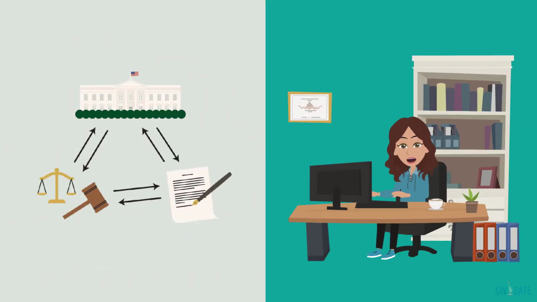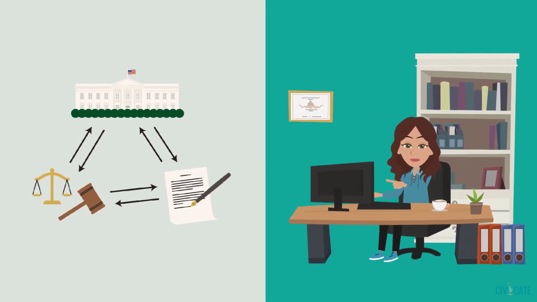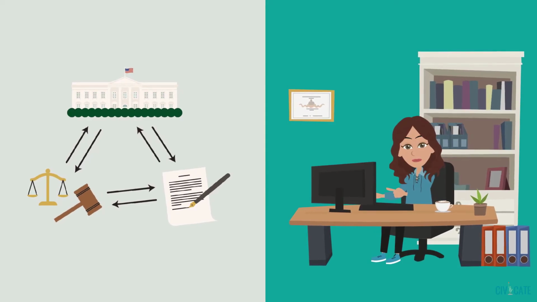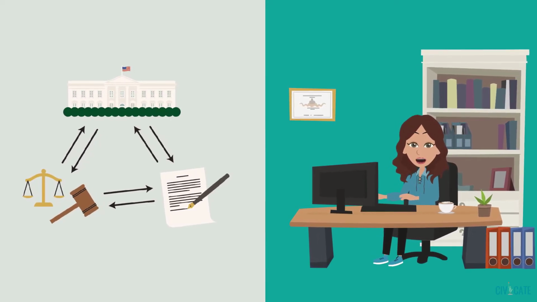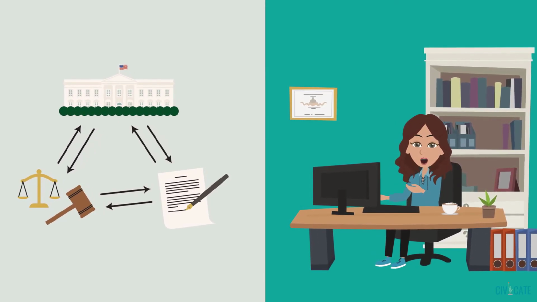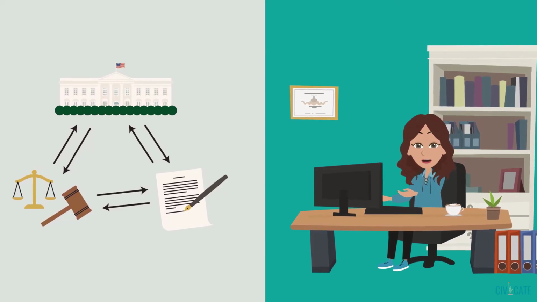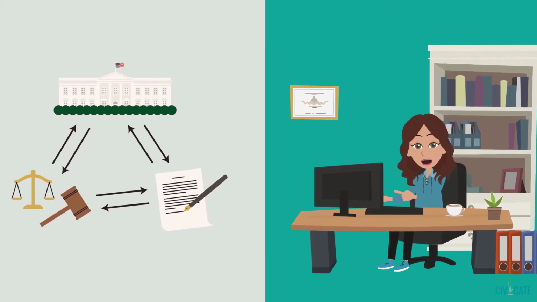These 3 branches were created to make sure that no part of the government would be too powerful. Each branch has its role, but also oversees the actions of the others to create a system of checks and balances. This is often referred to as co-equal branches of government.